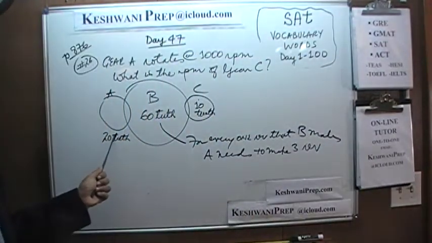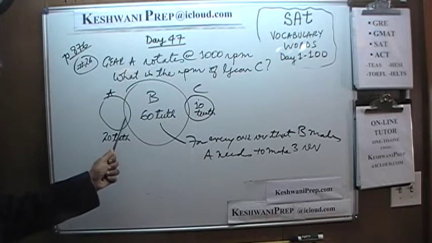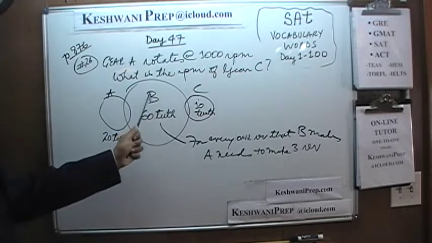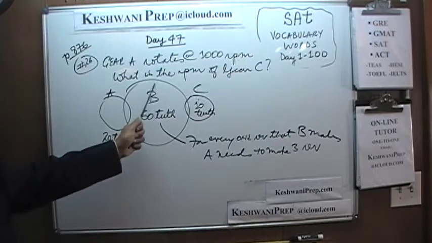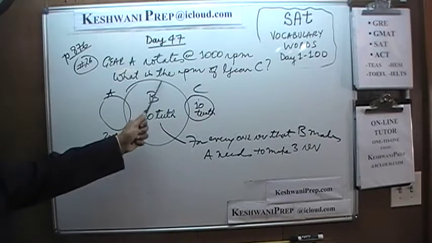Why does A need to make 3 revolutions for every 1 revolution B makes? Because B has 3 times as many teeth. So they'll interlock, each tooth interlocks with each tooth of this one. It has 60 teeth. So every 1 revolution that B makes, B is a much bigger gear, so A has to rotate 3 times to make 1 revolution of this one.